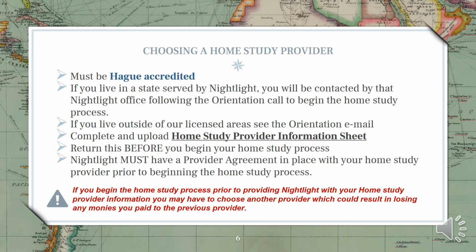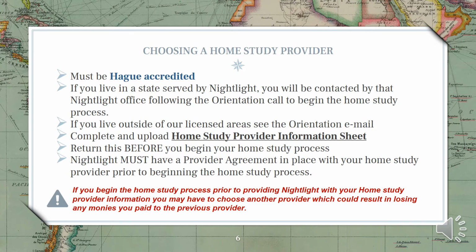Finally, once your application has been accepted by the home study provider agency, please complete and upload the home study provider information sheet and international orientation checklist. It is very important that you return this before you begin the home study process. The first reason is because Nightlight must have an exempt provider agreement in place with the agency prior to beginning the home study. And secondly, we will ensure the home study is Hague accredited.